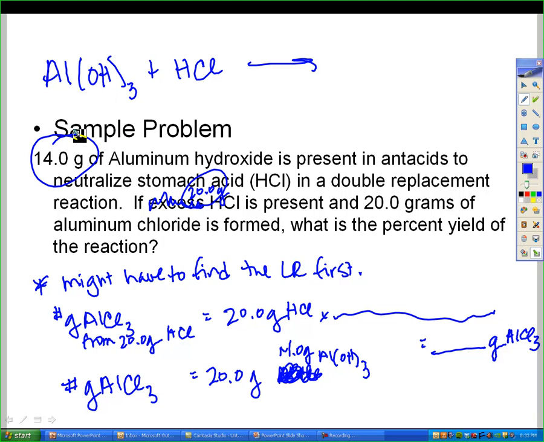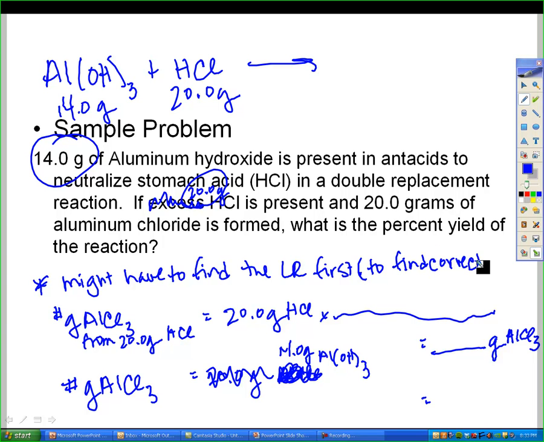But if I have two masses, 14.0 grams and 20.0 grams, I first have to find which one of those is the limiting reactant so I can get the correct theoretical yield. Because if you don't find the limiting reactant and you just use whichever one you want, you might not be picking the one that actually makes the theoretical yield. So you've got to find your limiting reactant.